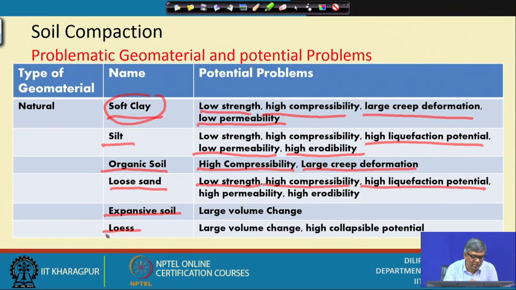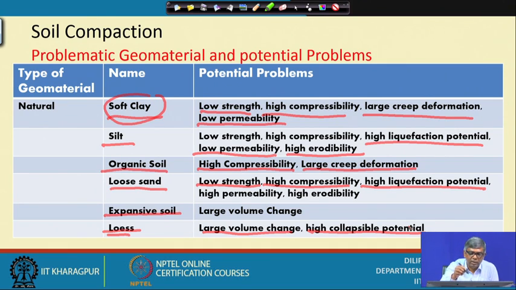And loess is another particular type of rounded silt and sand, which I explained at the very beginning. That is also a very problematic soil, with large volume change and high collapsible potential. So, naturally we can find this type of problematic soil.